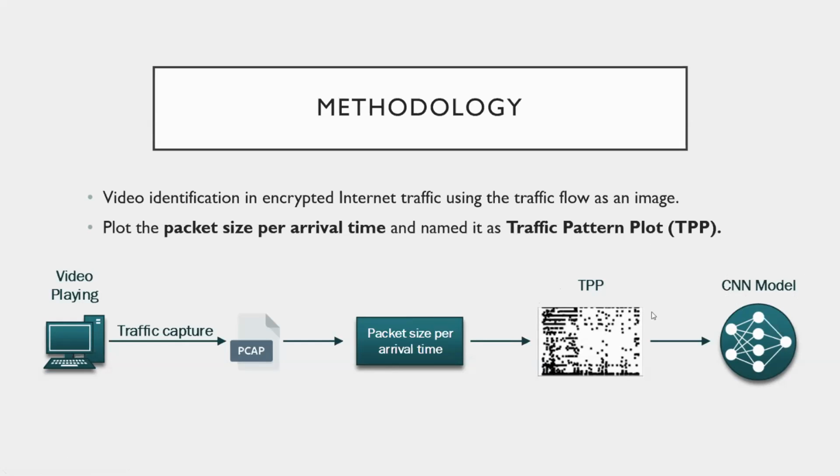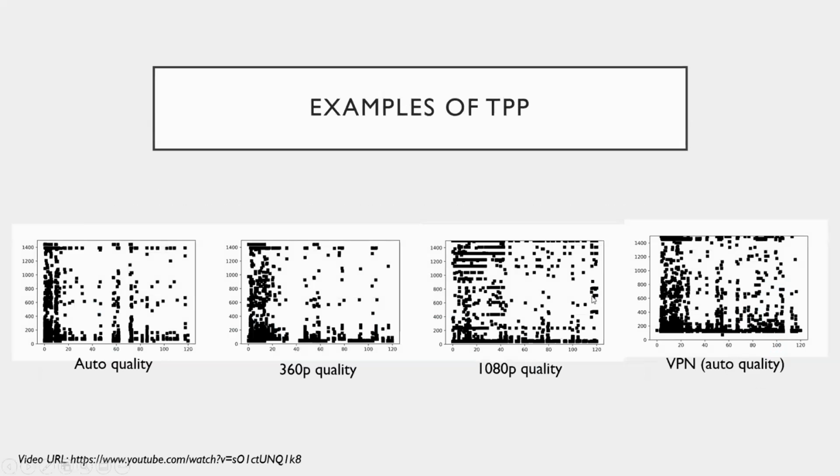Before I delve into how this CNN works, let me give you a quick look at different types of TPP. This is where we have different videos being played at different qualities, on VPN and not on VPN as well. As you can clearly see, even without any expertise, the pattern of this traffic flow on different video quality is different, which means we could use this as a feature of an image and classify whether it belongs to auto quality, 360, 1080p, or VPN. But how does a convolution neural network actually classify them?